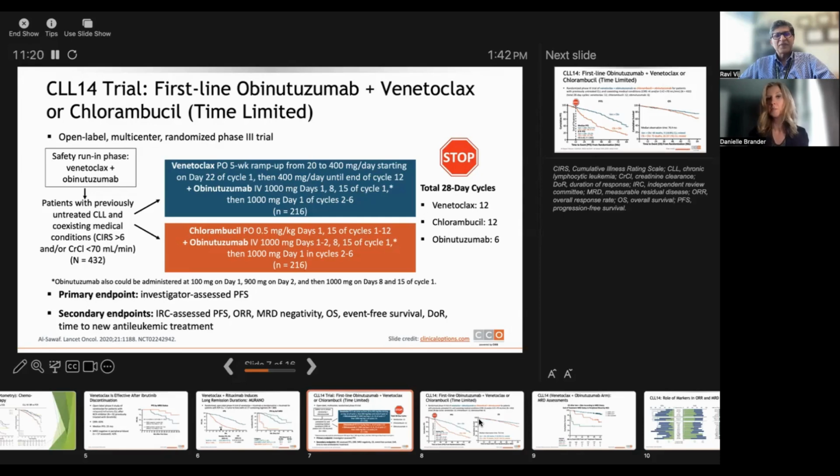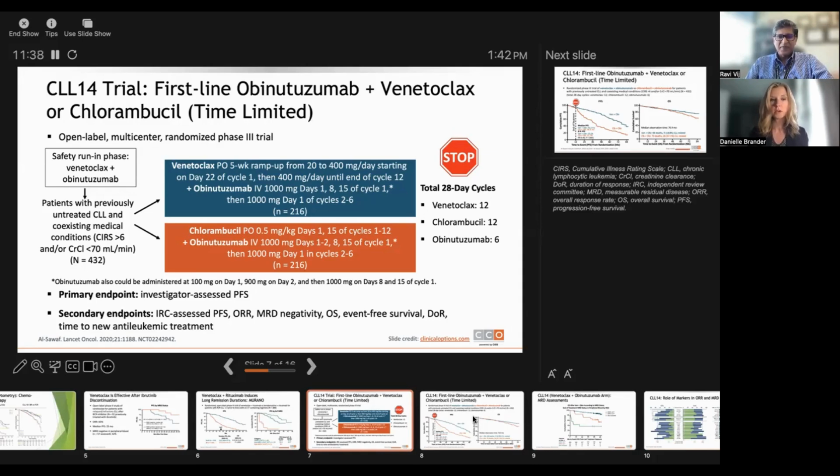It helps debulk and lower risk of tumor lysis. And then the venetoclax, when it's given as a first treatment, the way it was approved from the CLL14 is for 12 months of fixed duration. So a year shorter than how it's approved in the relapsed refractory setting.